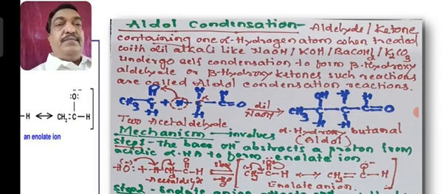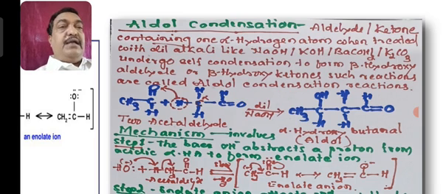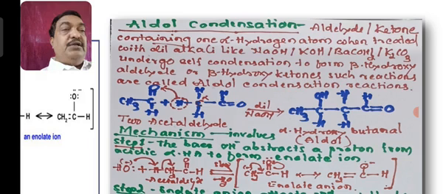Aldehyde or ketone containing one alpha hydrogen atom, when treated with dilute alkali like NaOH, KOH, barium hydroxide or potassium carbonate, undergoes self-condensation to form beta hydroxyaldehyde or beta hydroxyketone. Such reactions are called aldol condensation reactions.